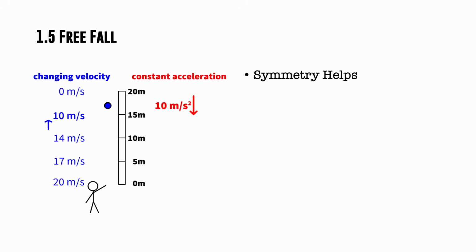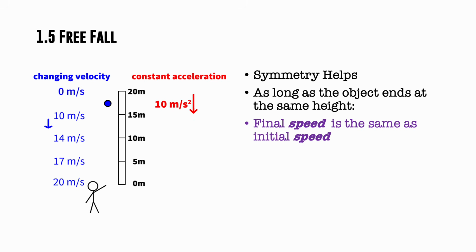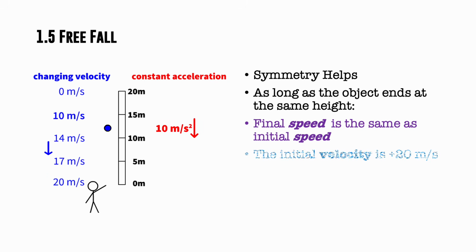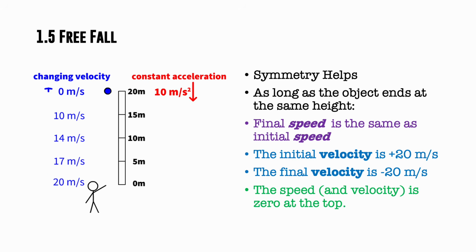And then symmetry helps here. As long as the object ends at the same height, the final speed is the same as the initial speed. And I'm saying speed on purpose there. The initial velocity is 20 meters per second, but the final velocity is negative 20 meters per second. So that's important to realize. We have to distinguish how the question is worded. Speed versus velocity is pretty important in terms of how we answer those questions. And then again, the speed and velocity at the top of the path is 0. So let's make sure we understand that piece there.